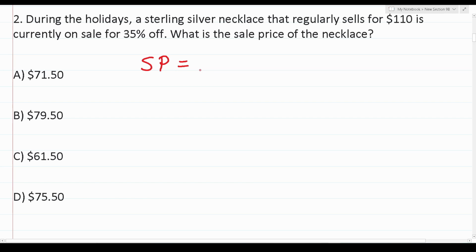Well, to find the sales price, we're going to have to take the original price, and from that, we're going to subtract the discount amount times the original price. And we have all these things. Again, we know this necklace normally sells for $110. So that's our original price. And likewise, we know our discount amount is 35%. Now, on the ASVAB, you're going to express percents usually in decimal form. So 35% in decimal form is 0.35. And again, that's our discount amount.